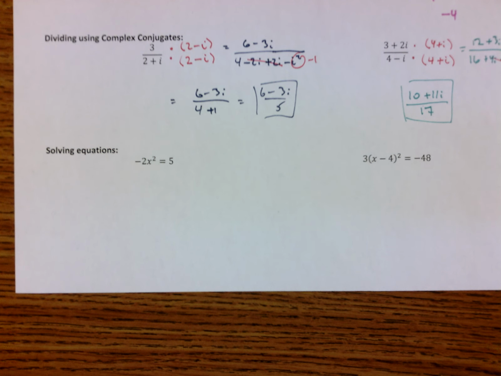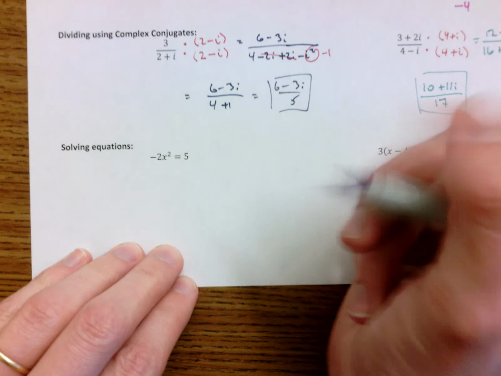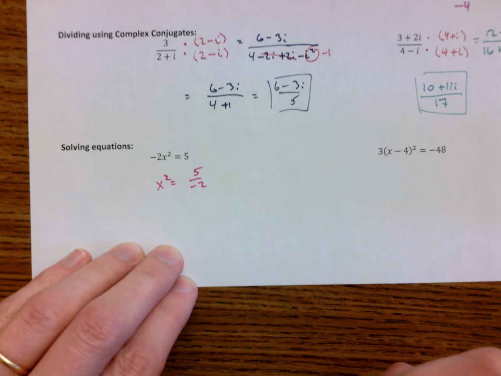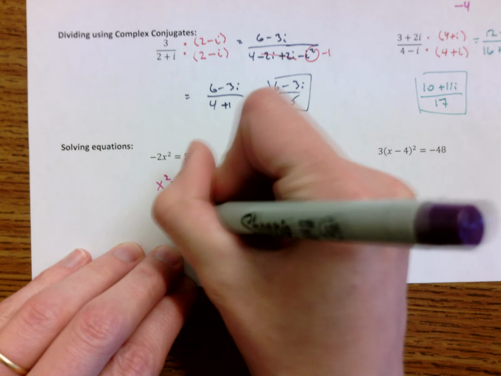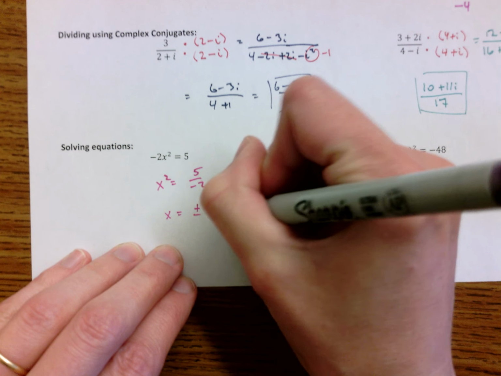This is no big deal. We're going to solve this like normal with square roots. So I'm going to divide both sides by negative 2. x squared equals 5 over negative 2. Square root both sides, positive or negative, square root of 5 over square root of negative 2.